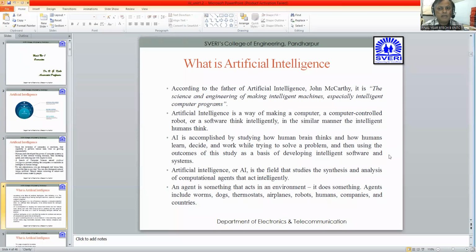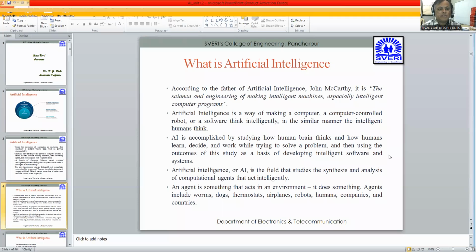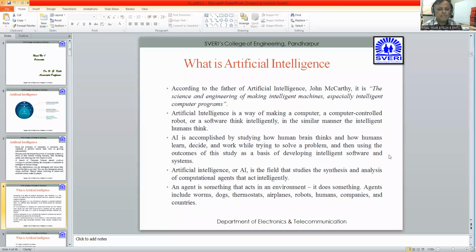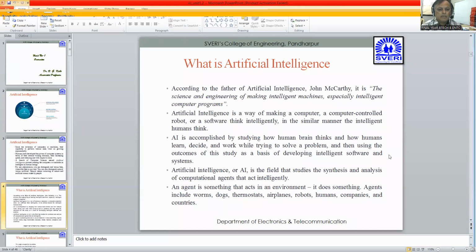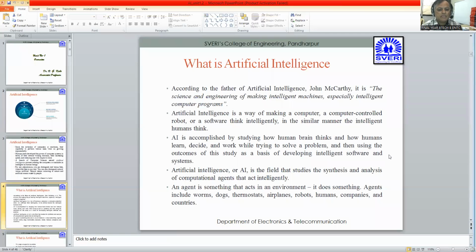Yet another definition of artificial intelligence, by John McCarthy: the science and engineering of making intelligent machines, especially intelligent computer programs. It is a way of making a computer-controlled robot or software intelligent in a similar manner to how an intelligent human thinks. Artificial intelligence is also defined as the field that studies the synthesis and analysis of computational agents that act intelligently. And then we started describing what an agent is.